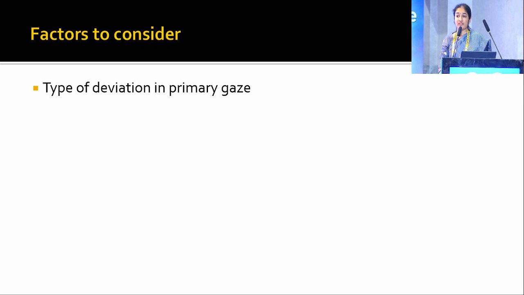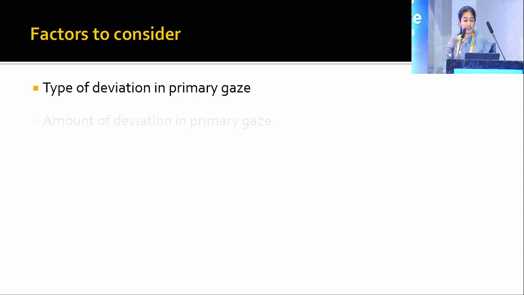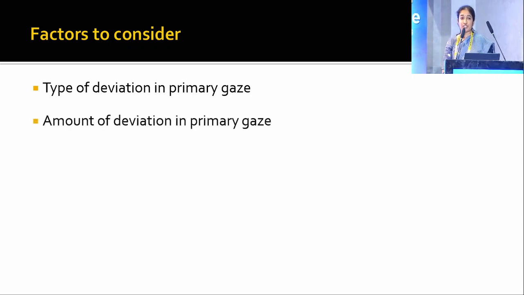So with regards to Duane's, we always used to talk about Huber's classification 1, 2, 3. But now with regards to management, it's more important to look at whether it is an ESO, an EXO or an ortho in primary. What is the amount of deviation in the primary gaze? Here we have the cutoff as 20 prisms. So less than 20 prisms, doing one muscle is sufficient. When it is more than 20, we need to go for two muscles.